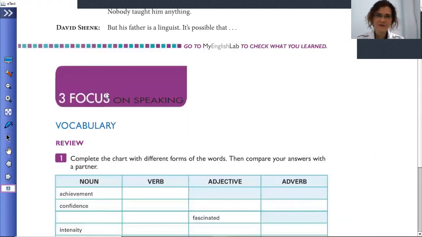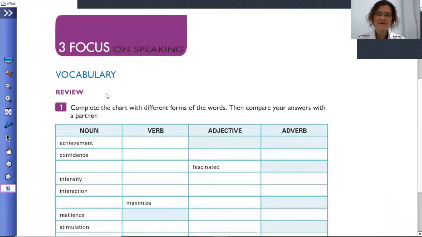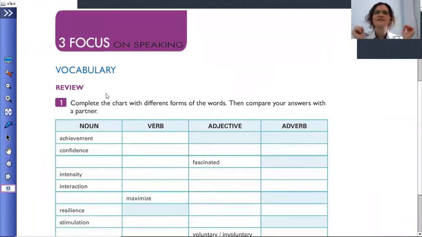And as a review for our vocabulary, basically in the last part, which is focus on speaking or focus on writing, the vocabulary for the whole unit is reviewed. As in listening 1, you have a part of the vocab, listening 2, another part of the vocab, and focus on speaking, we will review everything.